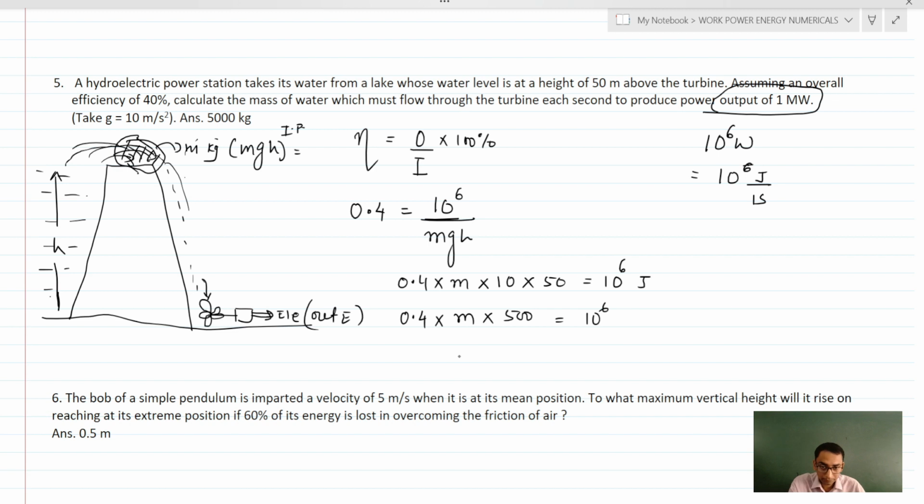So this will be m times 200, that is equal to 10 raised to 6. That is 1 2 3 4 5 6. 2 zeros getting cancelled, and everything is in SI unit. So mass is 5000 kg. That is the answer to the problem.